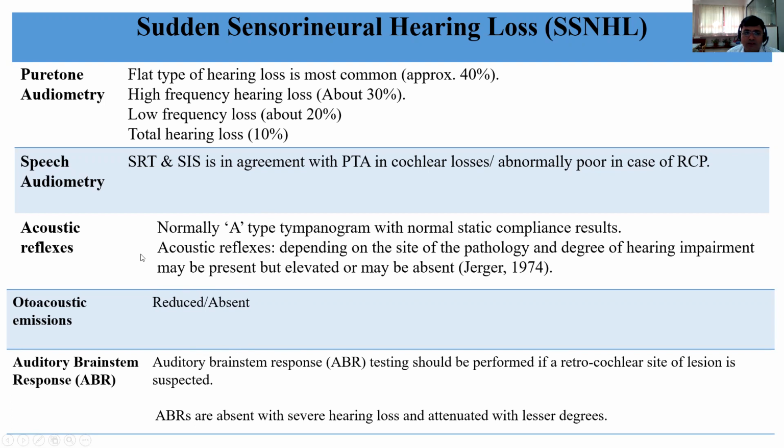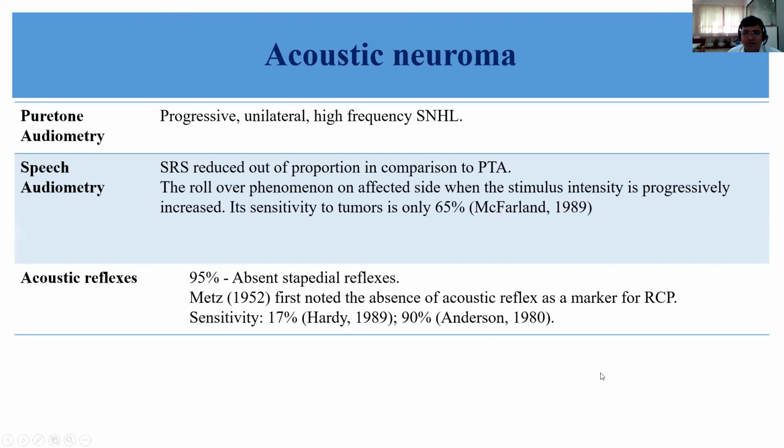Otoacoustic emission, most often the moment there is a hearing loss, is absent or reduced. ABR will help you to differentiate between cochlear and retrocochlear pathology. If the degree of hearing loss is higher, if it is severe to profound hearing loss, ABR is absent in those cases. In acoustic neuroma, a progressive unilateral high frequency sensorineural hearing loss is observed.